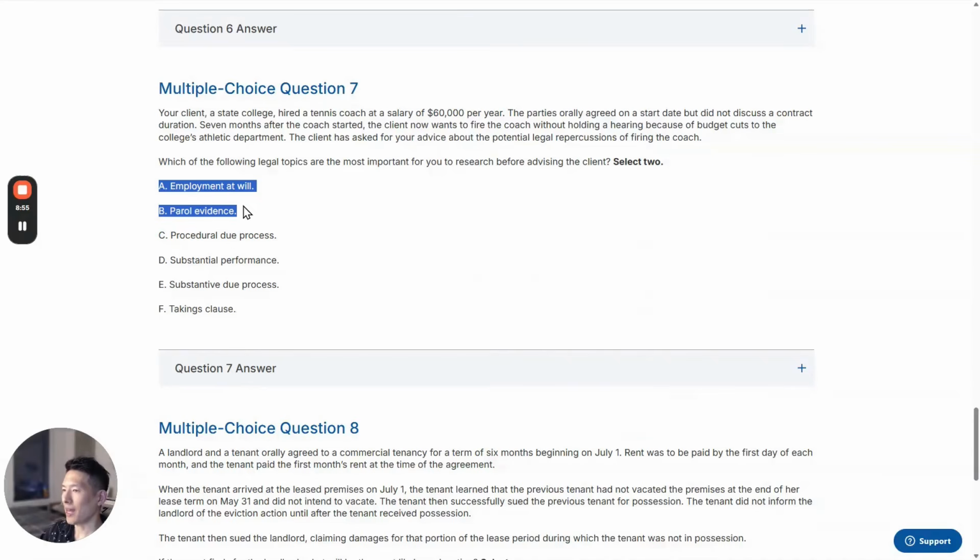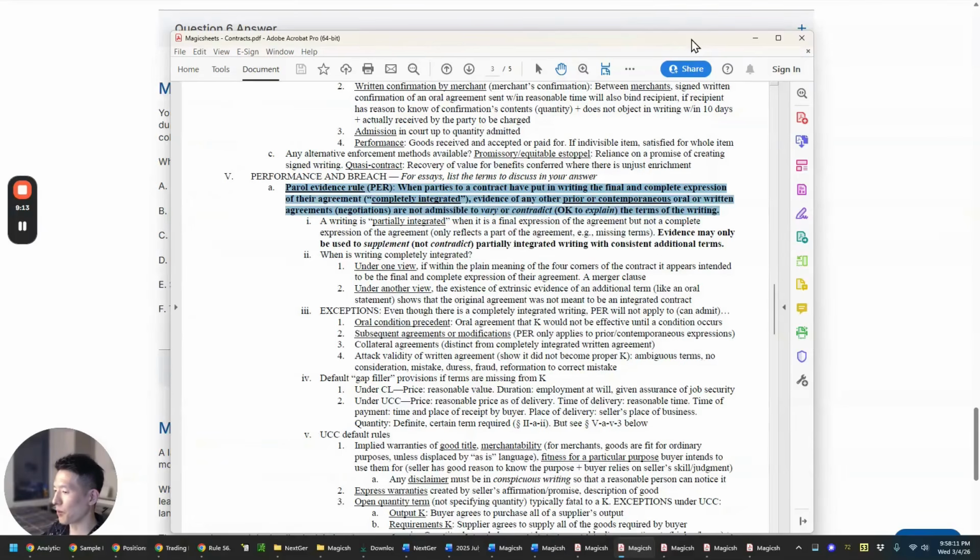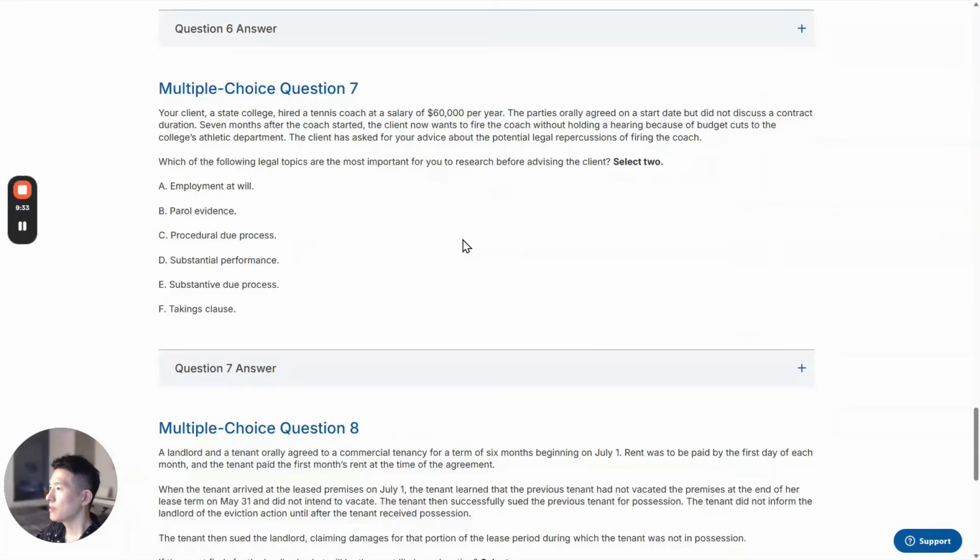Now, between A and B, parol evidence is interesting just because there was an oral agreement. But remember that parol evidence is relevant if there is a written contract. There's no written contract anywhere. There's no final expression of the agreement. In fact, there was not even a discussion of a duration. So I think we can get rid of B.